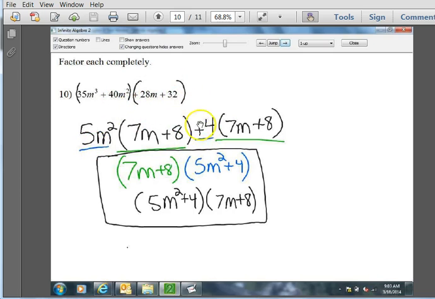And I look over here to these 2. What do they have in common? I can pull out a 4. And I'm left with 7m plus 8, excuse me. Now, both of these items have a 7m plus 8, so I yank that out. And I'm left with the 5m squared plus the 4. Or I could write it as 4 plus 5m squared times the quantity 7m plus 8. Both are acceptable answers because multiplication is commutative.